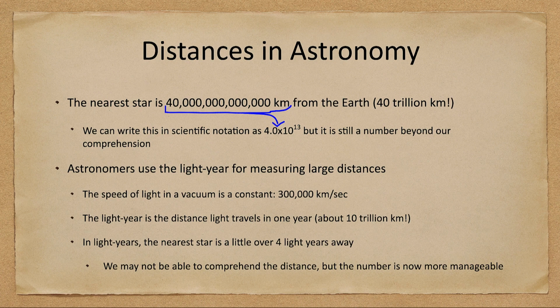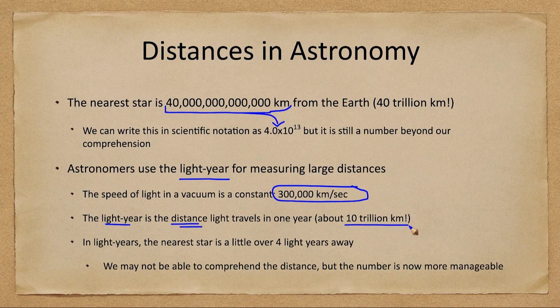It is a much larger number than our brains like to try to comprehend. So what we often use is the light year, another way of measuring distances, and that depends on the speed of light, which is 300,000 kilometers per second. The light year is the distance that light travels in 1 year. So even though it has year in it, it is a distance, about 10 trillion kilometers.